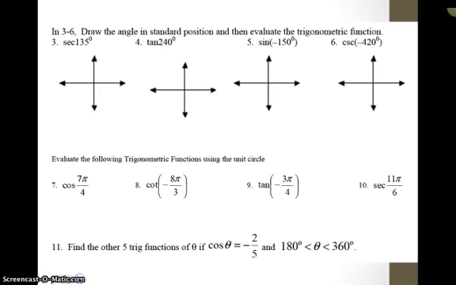Okay, jumping down, I can do that here, draw the angle in standard position, and then evaluate the trig function. Again, what I'm going to do is draw that. If that angle is tied to your unit circle, we're going to use that unit circle to be able to evaluate the exact value of those trigonometric functions. Okay, so I'll take 135, so that means here I'm 90 and then 45 past that. So that's 135.